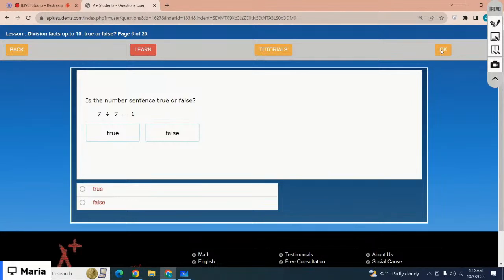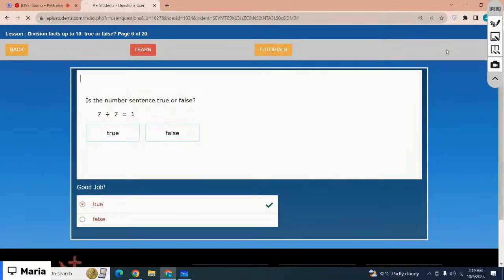Okay, is the number sentence true or false? 7 divided by 7 equals 1. Which is the correct option? Is it true or false? That would be very good. That is true. 7 divided by 7 is 1. That would be true. Very good.